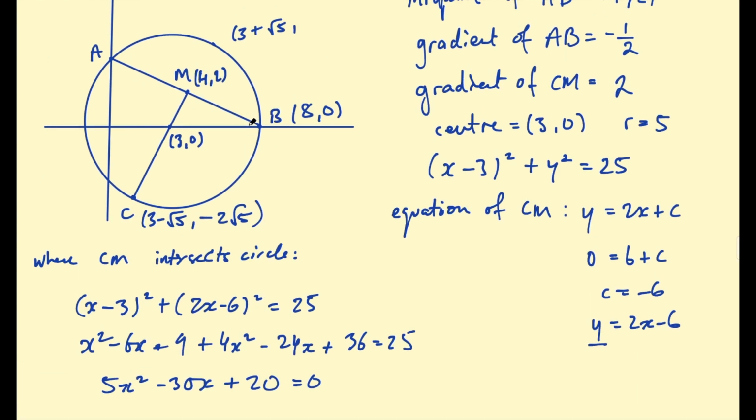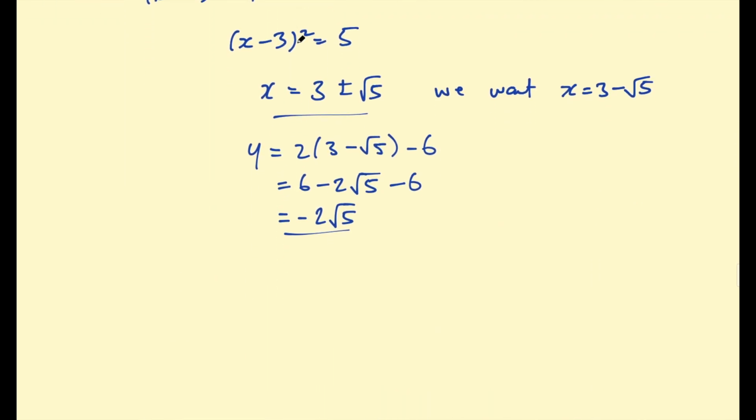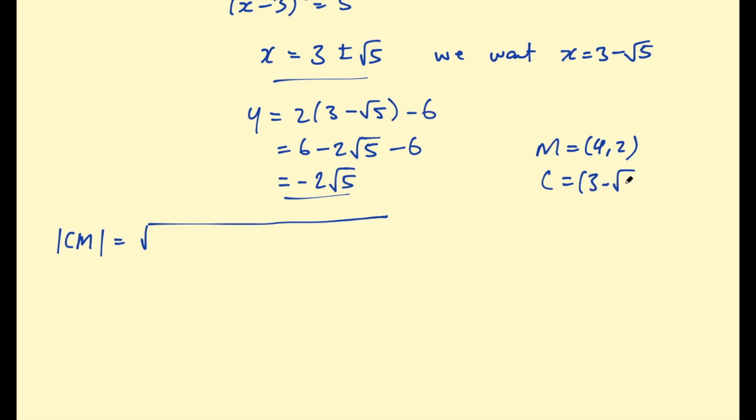Now we want this distance from C to M. We can find that using the distance formula. Once we have that distance, we can find the area of the triangle, which is what we need to answer the question. So that distance CM, the magnitude of that line, is going to be the square root of the difference between the x coordinates and the difference between the y coordinates. Remember, M was 4, 2. And C is 3 take root 5, negative 2 root 5.